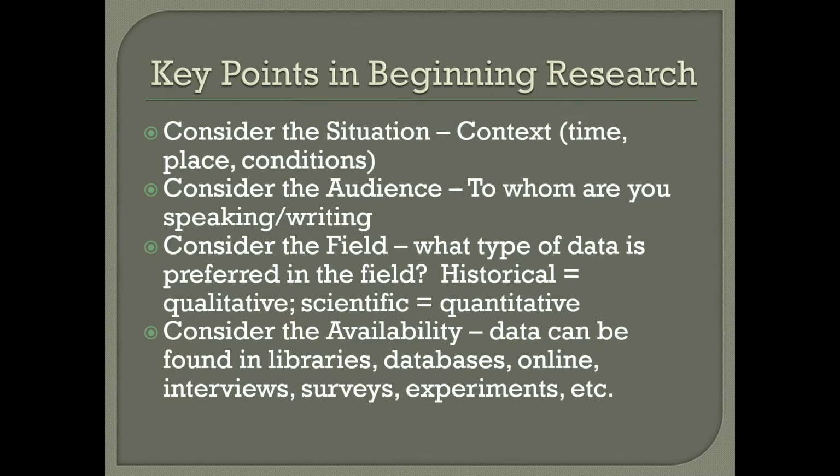What type of data is preferred in the field in which you're doing your research? For example, if we're studying history, oftentimes historical research is more qualitative in nature, whereas scientific research, if you're doing a science paper, math paper, that type of thing, or you're going to speak on science or math related topics, your data is going to typically be more quantitative. So that's going to affect the kind of research you do. Whether you're doing qualitative research, quantitative research, a combination of the two, you've got to consider the topic area or field in which you're speaking or writing.